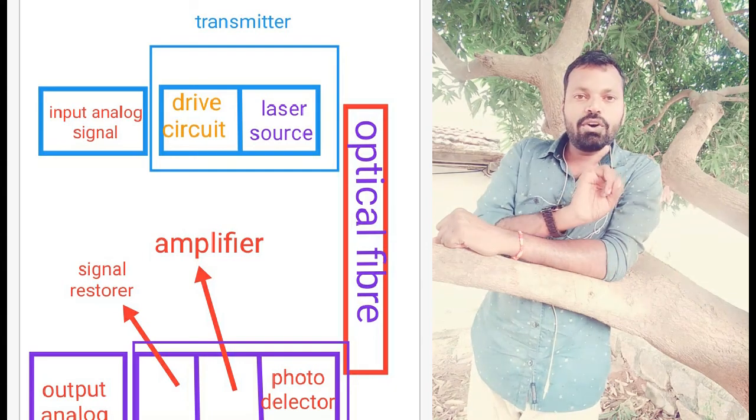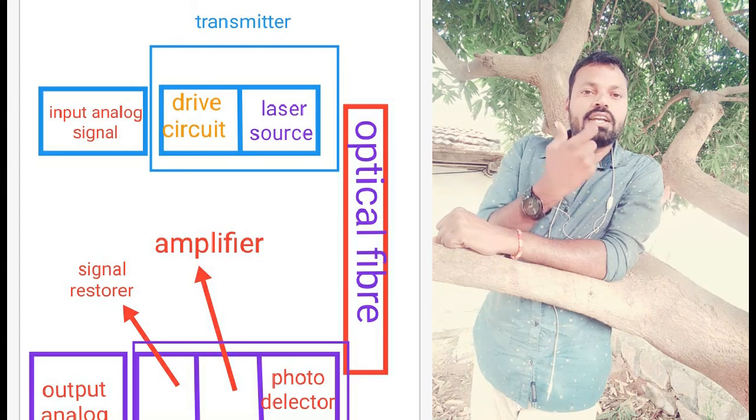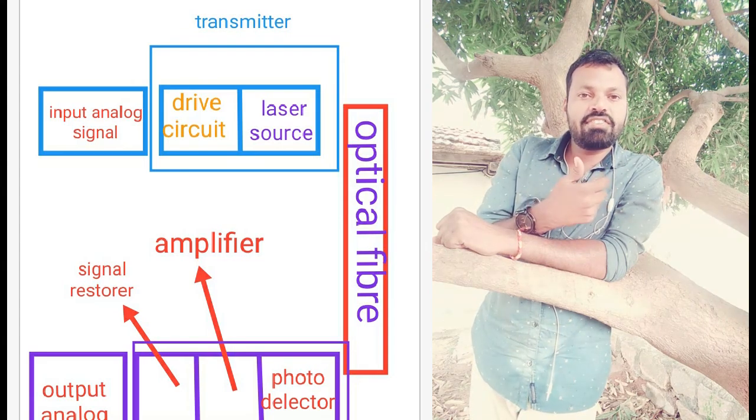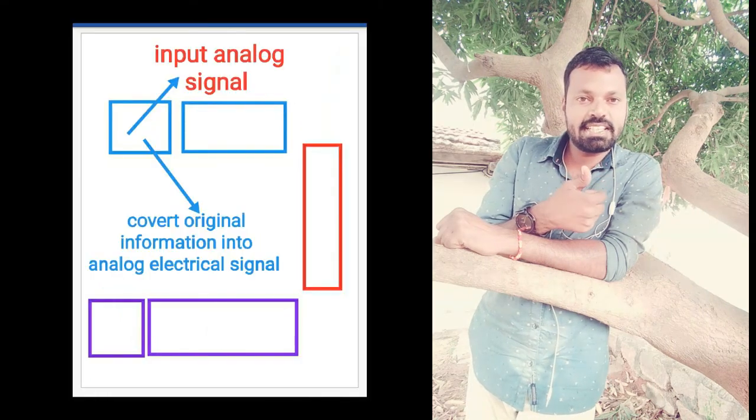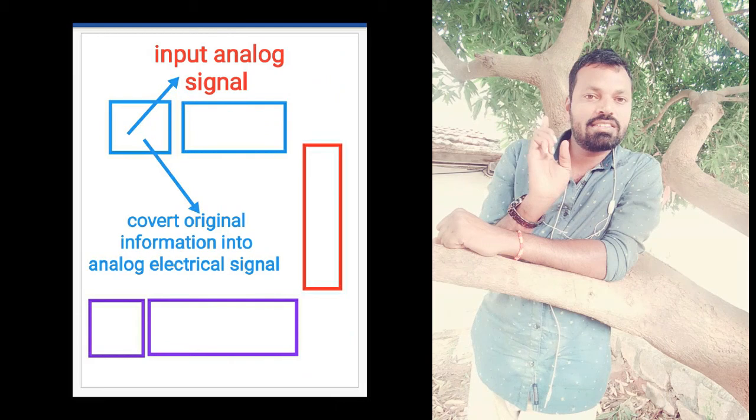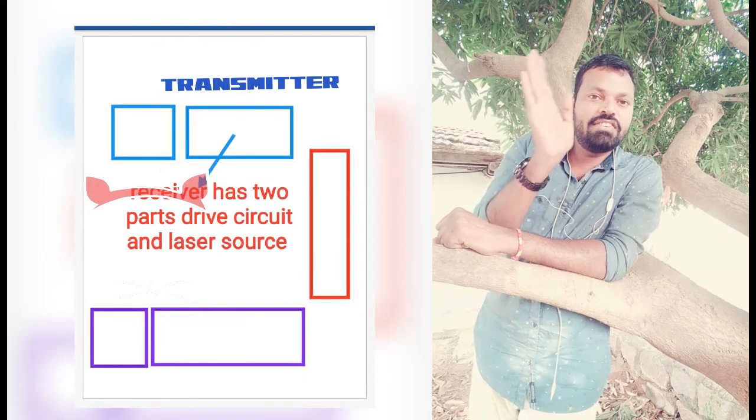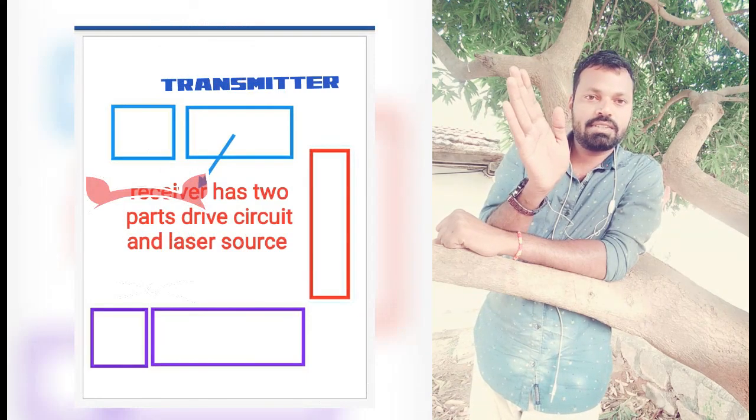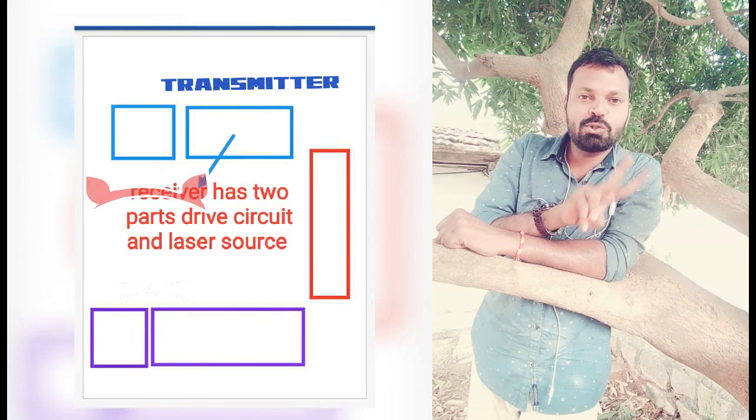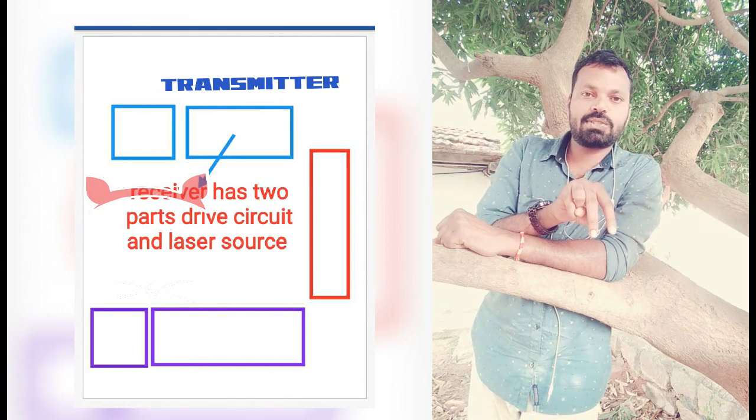If you go in detail, on the input side, initially the original information is converted into an analog electrical signal with the help of an input analog device. Now this signal from the input analog device is given to the transmitter. The transmitter contains two parts, a drive circuit and a laser light source.